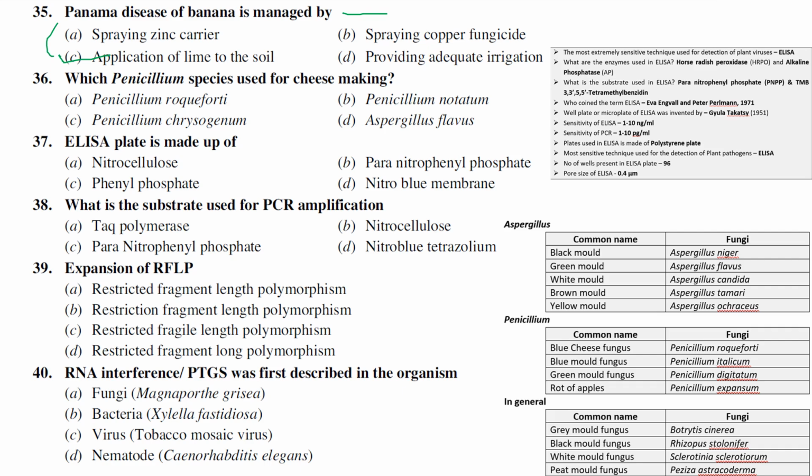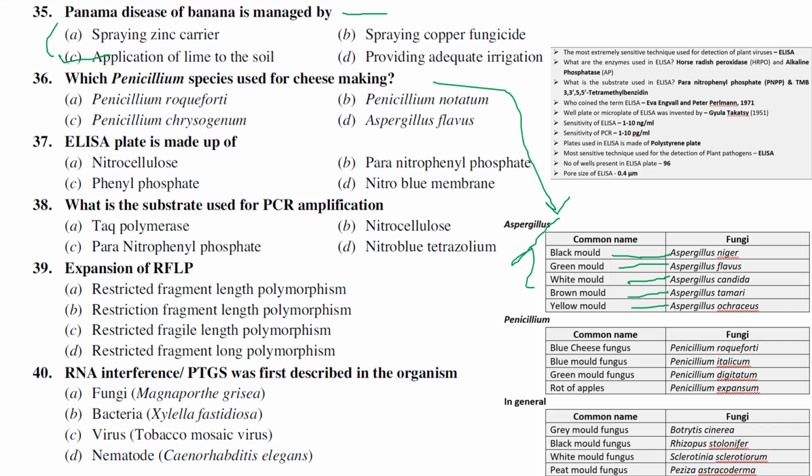So the next one is, which Penicillium species is used for cheese making? To understand this, first of all, we will go here. There are a couple of common things. Aspergillus: in Aspergillus itself, there are a couple of species. Black mold Aspergillus niger, green mold Aspergillus flavus, white mold Aspergillus candidus, brown mold Aspergillus terreus, yellow mold Aspergillus ochraceus. These are all the Aspergillus species, right?